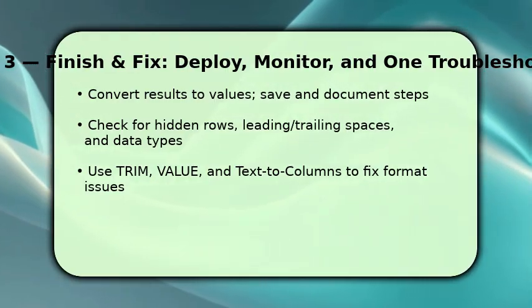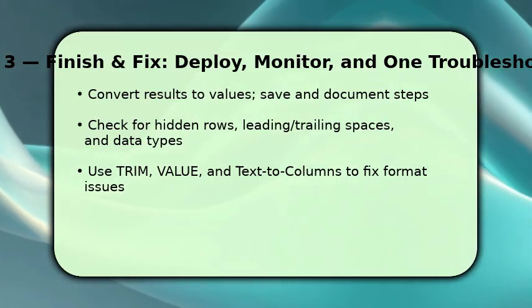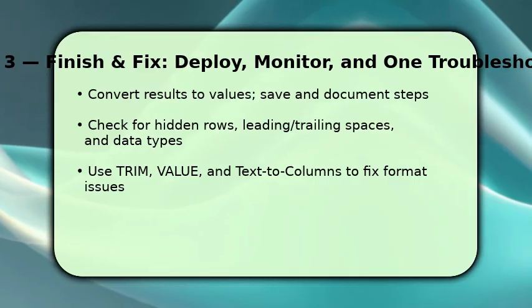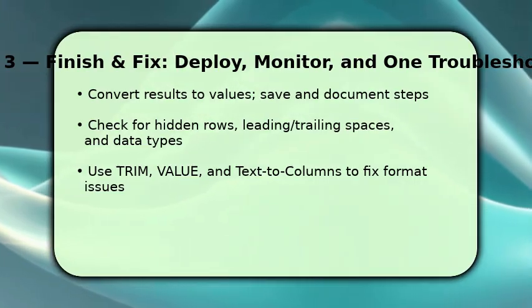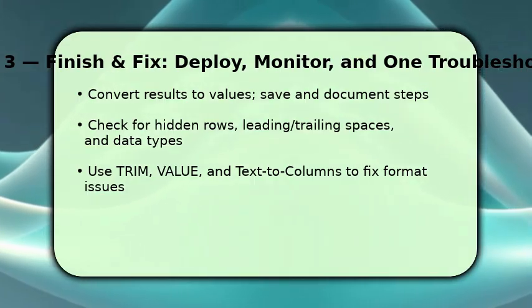If things go wrong, run TRIM on text, use VALUE to coerce numbers, and Text to Columns for delimiter cleanup. These fixes resolve most mismatches. If results still differ, step back and test with a known sample row to isolate the problem.